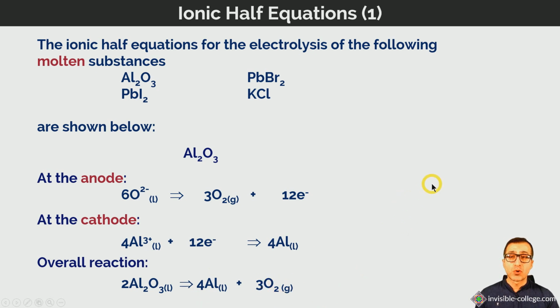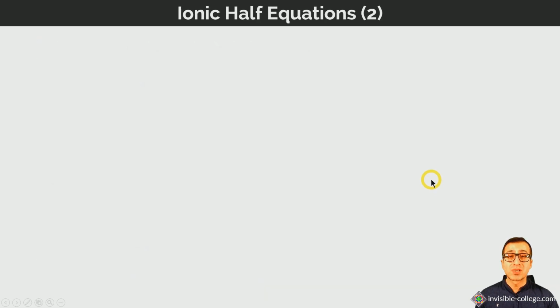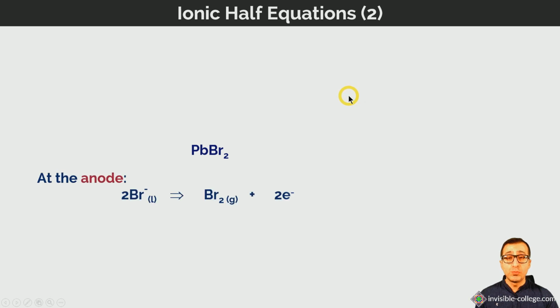Let's take a look at the electrolysis of lead bromide in the molten state. So at the anode we have 2 bromide ions, each of which give up 1 electron to form a molecule of bromine. Now this will be in the gaseous state. Now these 2 electrons will flow around to the cathode where they will combine with 1 Pb2+ ion.